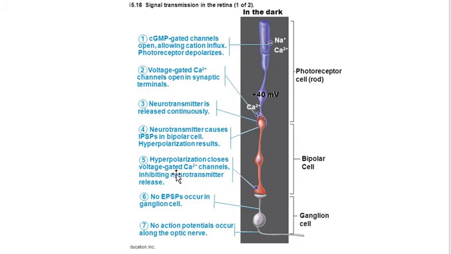The hyperpolarization closes the voltage-gated calcium channels at the synaptic end of the bipolar cells, and this blocks the release of the neurotransmitter for the bipolar cells, which is, guess what, glutamate again. But glutamate in this case has an excitatory effect on the ganglion cells, and because it's not being released, there are no excitatory postsynaptic potentials occurring in the ganglion cells, and thus no action potentials occur along the optic nerve. So this is what's happening in the dark.